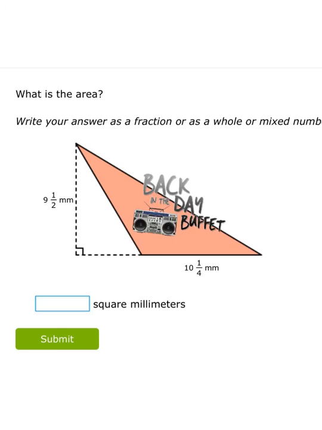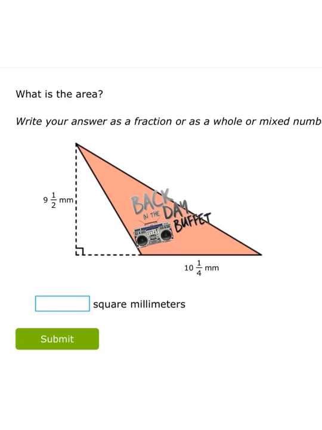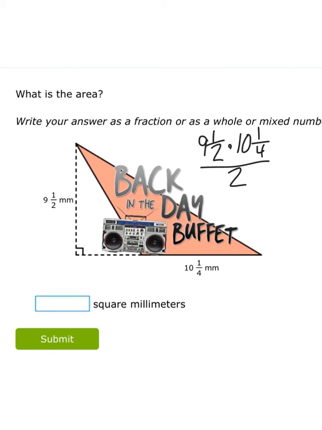For this, we have a back in the day buffet. We're going to bring it back to our fraction operations. Fun times. So how it's written out right here doesn't look too fun, but we will fix it. We're going to change these mixed numbers first to improper fractions. So 9 times 2 plus 1. So 9 times 2 is 18 plus 1. I have 19 over 2 times 10 times 4 is 40 plus 1 is 41 over 2. And I'm going to put that over 4.